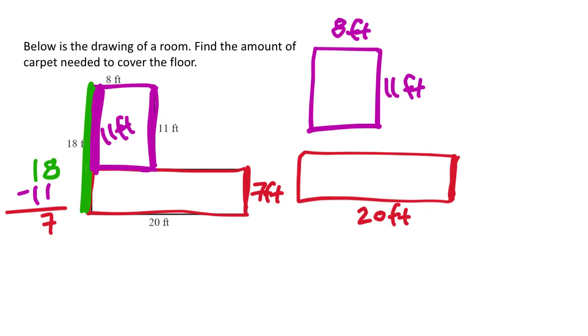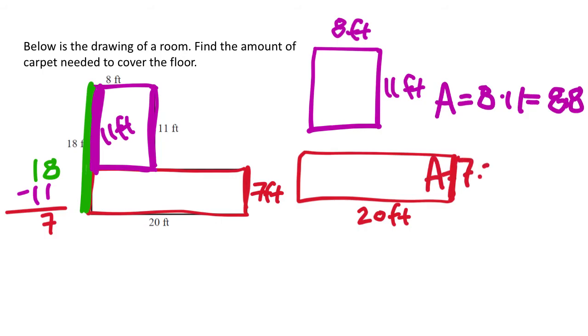I'm ready to find the area of both, because the area of the purple one would be 8 times 11, which is 88 square feet. I'm not going to put the label on it yet because I know this isn't my final answer, although you could. And the area of the red one is a 7 by 20 foot rectangle. 7 times 2 is 14, and then I'm just going to tack on that 0 at the end.